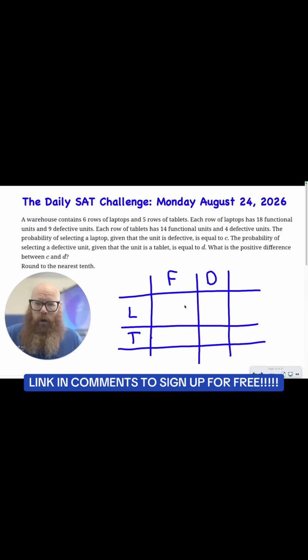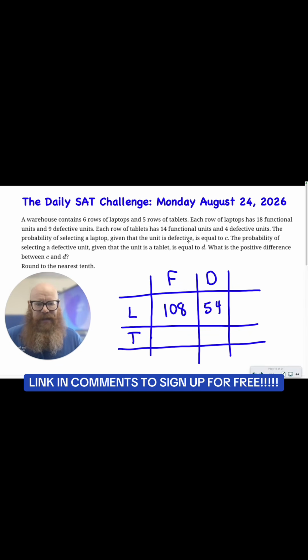So for laptops, each row has 18 functional and 9 defective, and there are 6 rows. So I'm going to multiply each of those numbers by 6. I'm going to get 108 and 54. All right, so for all of the laptops, since there's 6 rows of these, we end up with 108 functional and 54 defective. And we do the same thing for tablets.